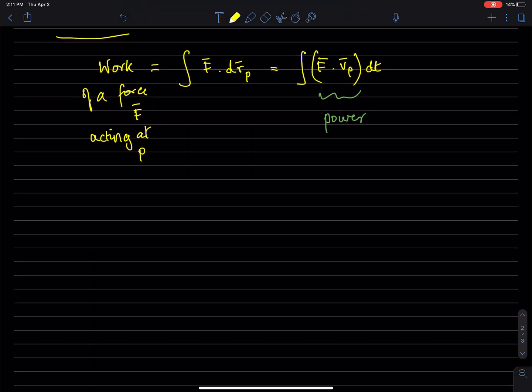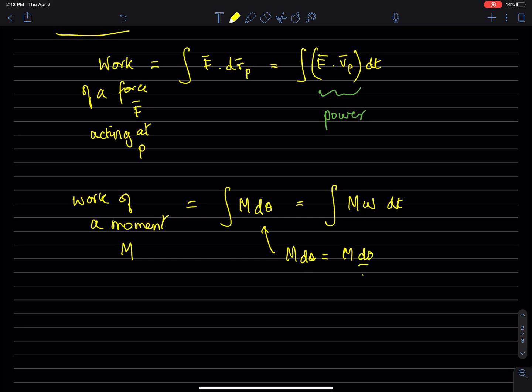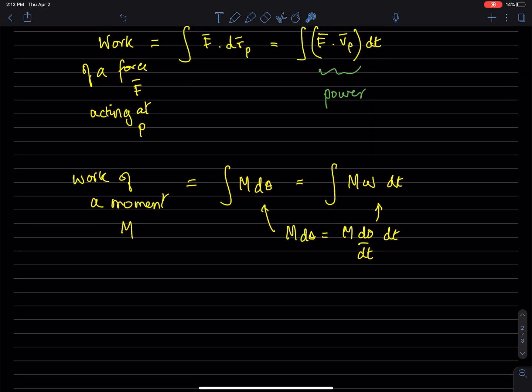Similarly, if you had a moment, work of a moment M is integral M d theta, where theta is the angle through which that M rotates the object, and it's also equal to integral M omega dt. So basically you can rewrite this as M d theta by dt dt, which is basically M omega dt. I don't think we're going to be using that all that much, but it's good to know that if work of a force is integral of force dotted with displacement, work of a moment is integral of moment essentially dotted with the angular displacement. Because it's 2D, you can just do everything with scalars.